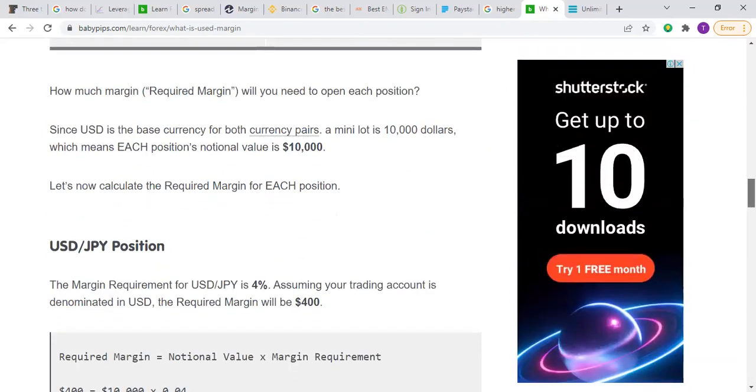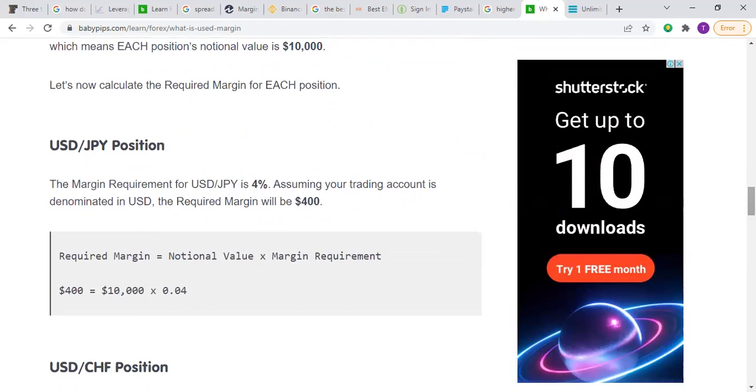So when you want to trade USD/JPY and you only have 1,000 US dollars, all you need to trade is just $400 to trade this amount, which is 10,000. To trade 10,000 on USD/JPY, you only need to have 400 USD.